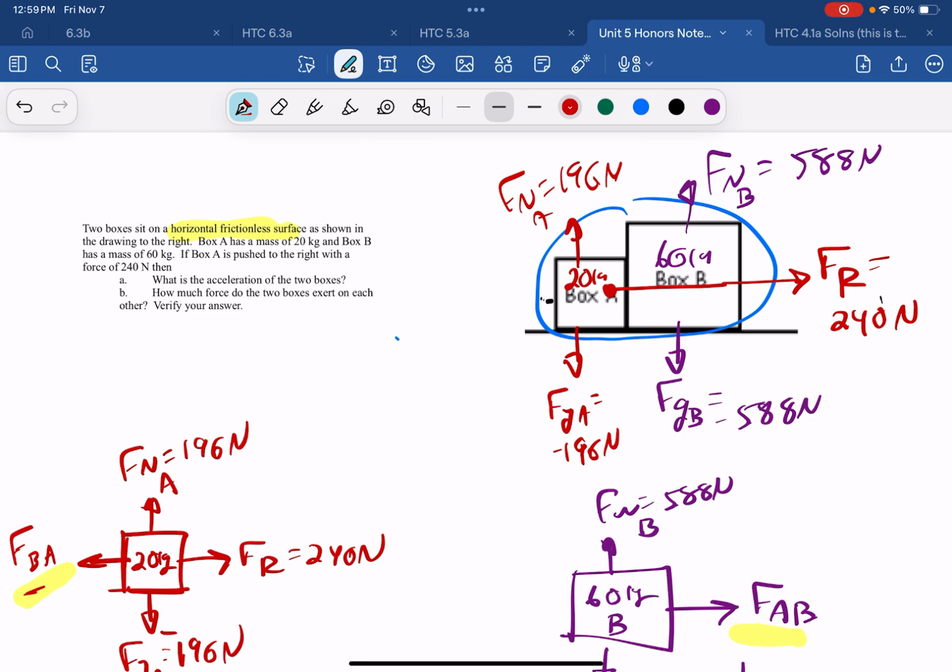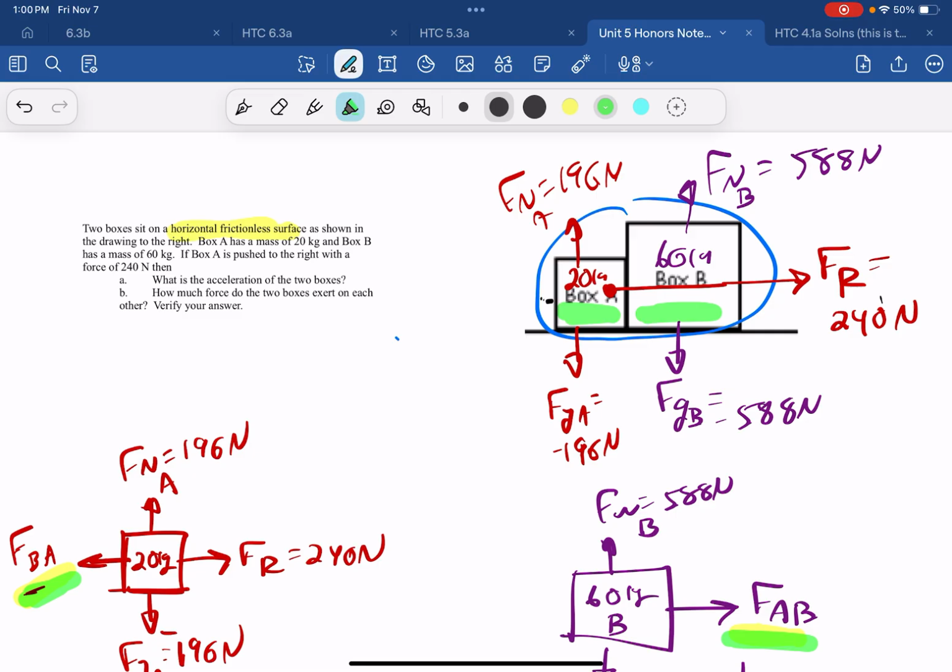For my two-box system, those are internal, right? Because this force of A pushing B is produced by object A, which is in the system. And the force of B pushing A is produced by object B, which is in the system. So I don't need to worry about those two forces that I just highlighted, because they're internal. So this is my complete free body diagram.